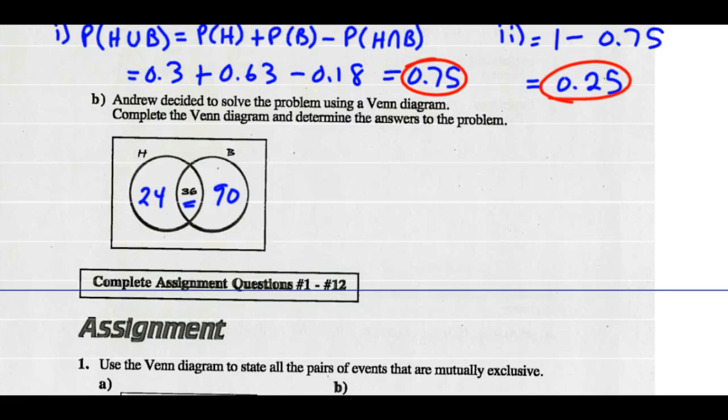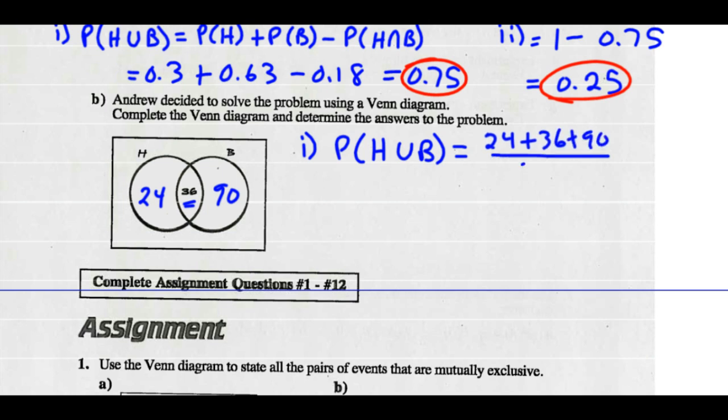Now let's answer the question. Part 1, probability of headache or backache relief. Well, if you add all that up, 24 plus 36 plus 90, all the ones in the circle out of 200. All right. All the ones in the circle out of 200 would be 0.75.